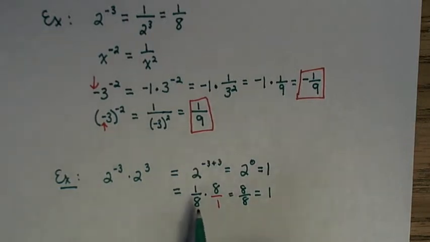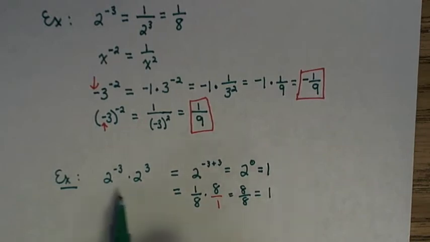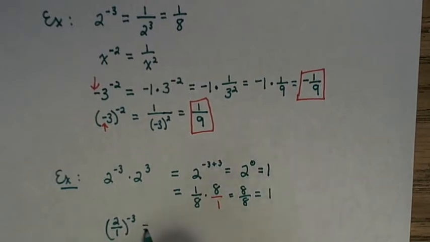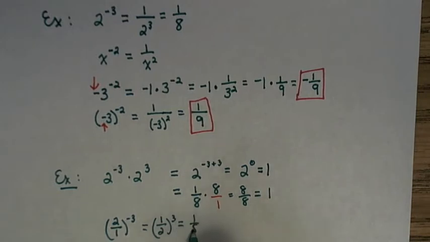So if I were to think of this as a reciprocal, where I viewed this as 2 over 1 raised to the negative third, notice that the 1/8 really is 1 over 2 cubed, which is 1/8.